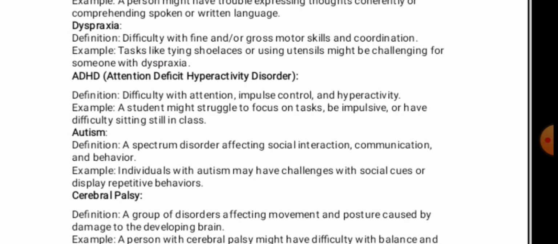Now dyspraxia. Let us see what is dyspraxia. Difficulty with fine or gross motor skills and coordination. Example tasks like tying a shoelace or using utensils might be challenging for someone with dyspraxia. Now, what is dyspraxia? Dyspraxia means difficulty with fine and gross motor skills and coordination. Now, what do you understand by fine and gross motor skills?